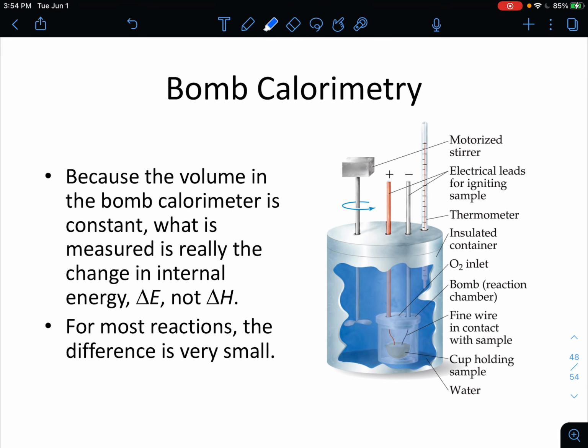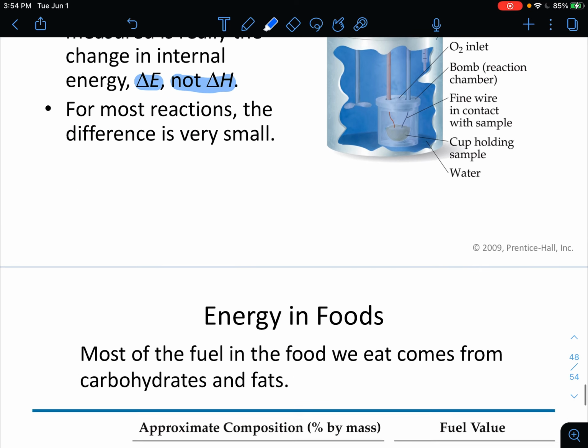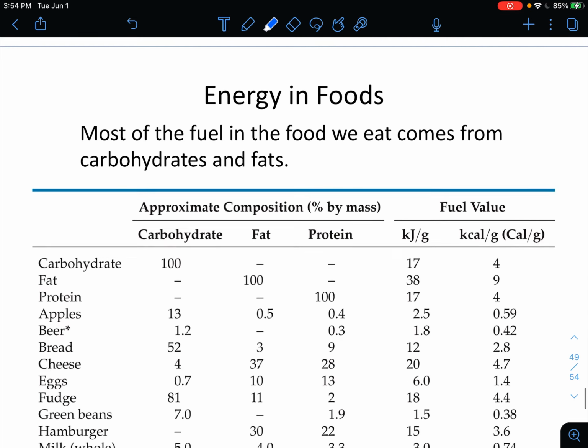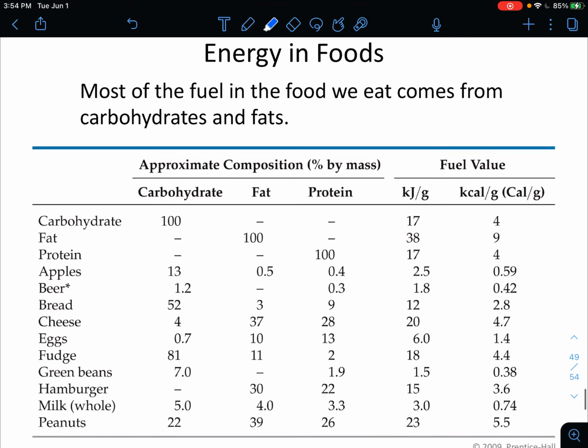And here I just pointed out, not such a huge thing, but the volume in the bomb calorimeter is constant. What that means is I'm really measuring delta E, not delta H, but that typically doesn't matter. So this is more or less the setup that you would expect at an advanced lab for figuring out heat flow before you, like I said, scaled up a reaction. Okay, that's really it for the stuff that I wanted to talk about here.